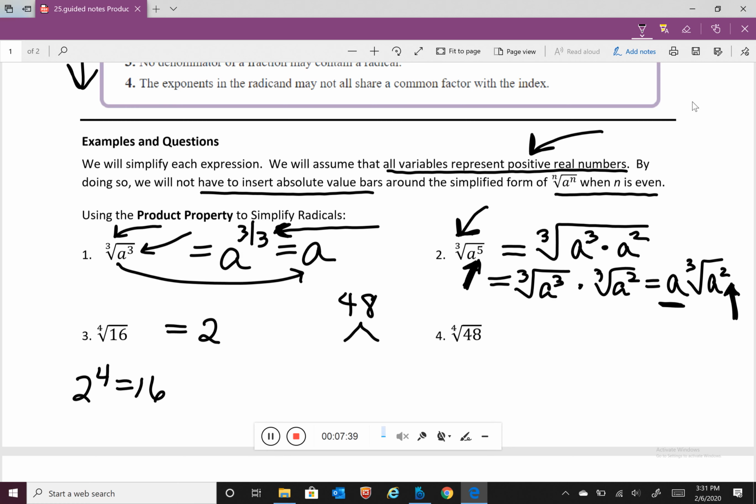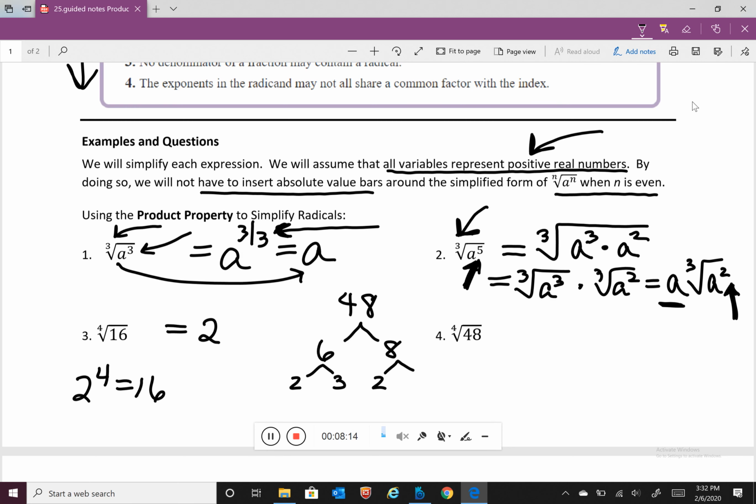48 has lots of different factors. It has 2 and 24. It has 4 and 12. It has, and I'm just picking, 6 and 8. So it doesn't matter how you start, but 48 does have factors. It is not prime. So for example, 48 has 6 and 8. Now 6 is not prime either. 6 has 2 and 3. Now 2 and 3 are prime. That's done. 8 is not prime.